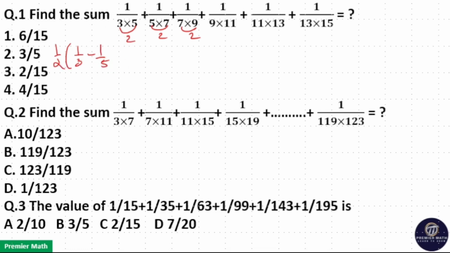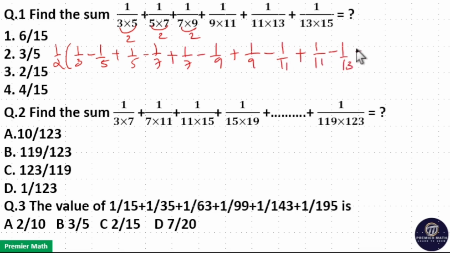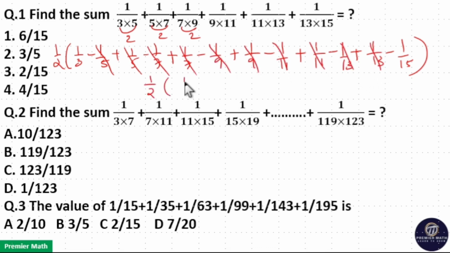Now I can take 1 by 2 as a common factor from all these terms. So inside, the second term will become 1 by 5 minus 1 by 7. Third term 1 by 7 minus 1 by 9. Here you have 1 by 9 minus 1 by 11. Here you have 1 by 11 minus 1 by 13. The last term I can write as 1 by 13 minus 1 by 15. Now minus 1 by 5 plus 1 by 5, minus 1 by 7 plus 1 by 7, and all other inside terms except the first and last will cancel. That is, remaining you have 1 by 2 into 1 by 3 minus 1 by 15.